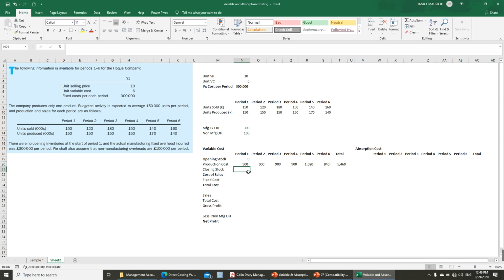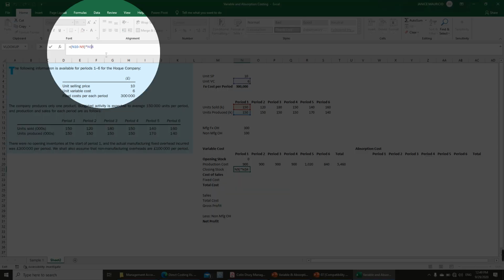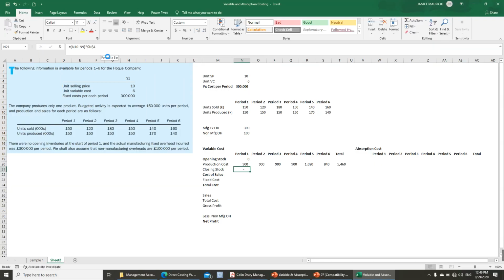Okay. Closing stock. So what is the value of the closing stock? So it should be units produced less units sold times, what are we going to multiply it with? We will multiply it with the unit variable cost. So since we will be fixing it to be multiplied here, so similarly, let's fix it. All right.